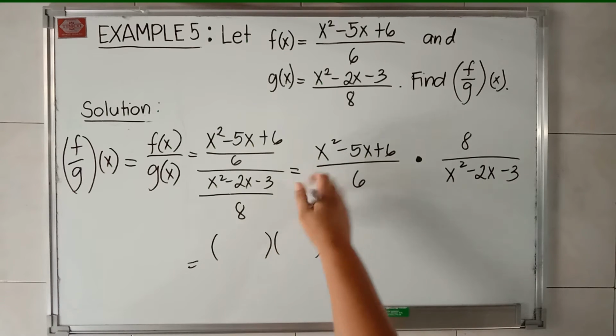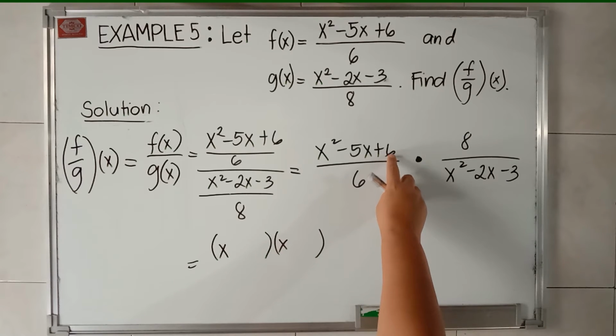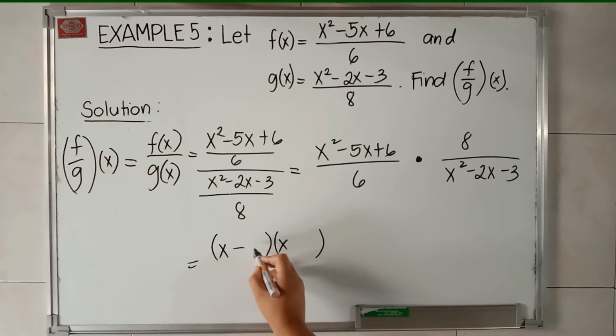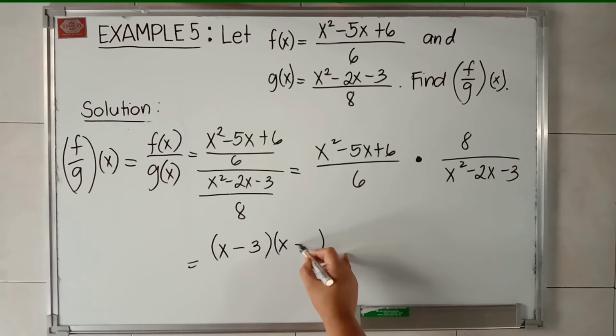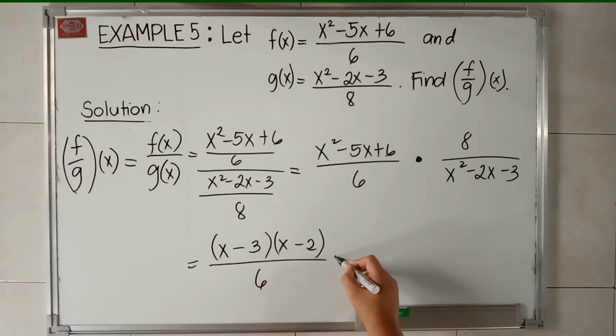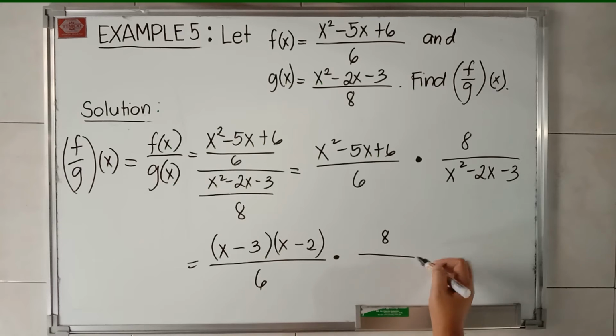The square root of x squared is x and x. Factors of 6, when you add it, it will become negative 5. We have negative 3 and negative 2 over 6 times, write 8 over, you factor x squared minus 2x minus 3.